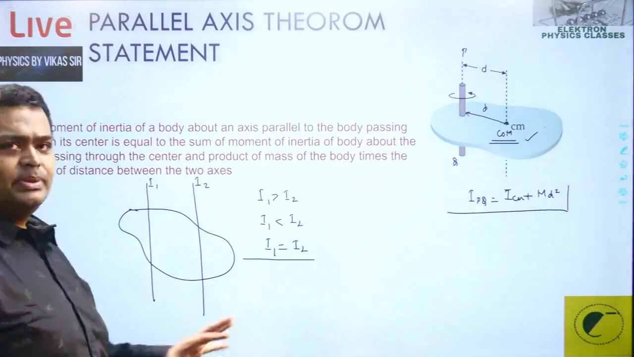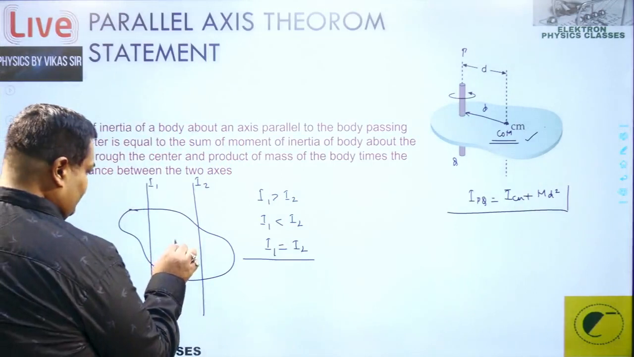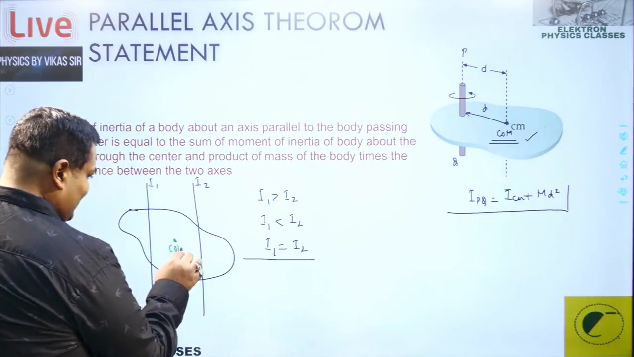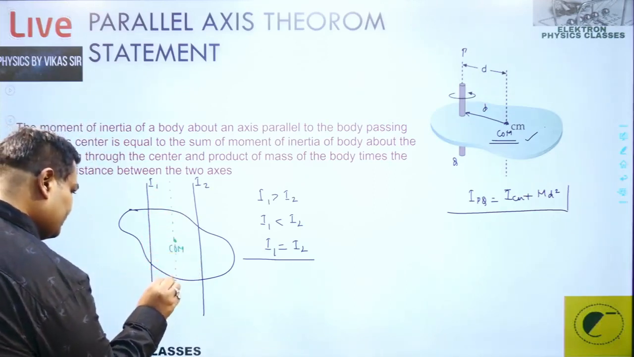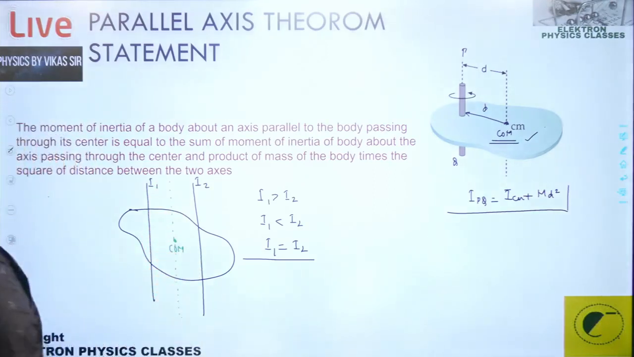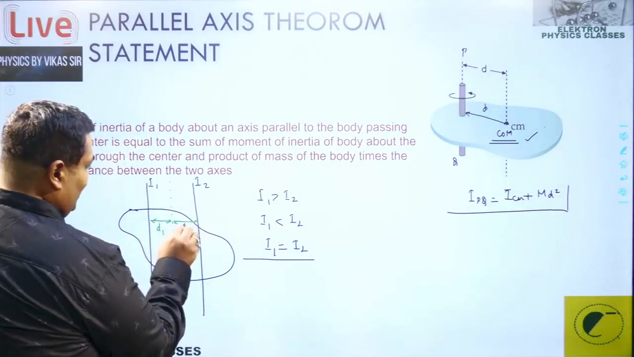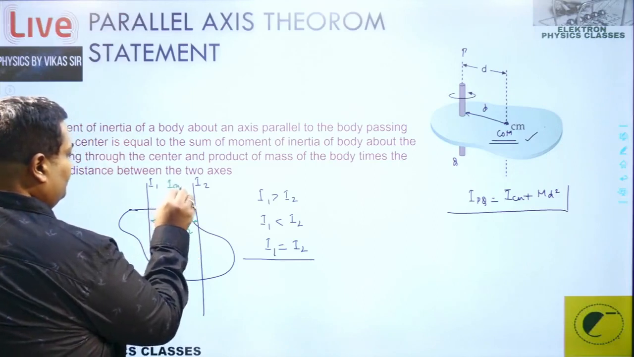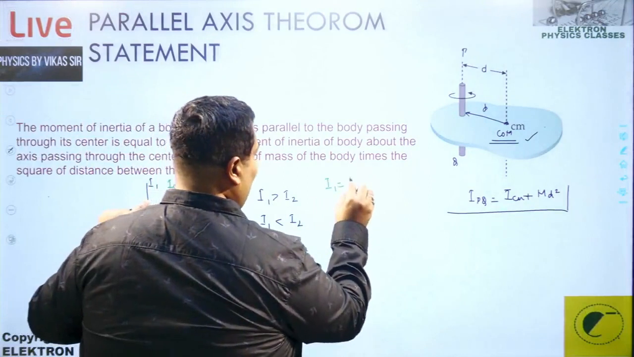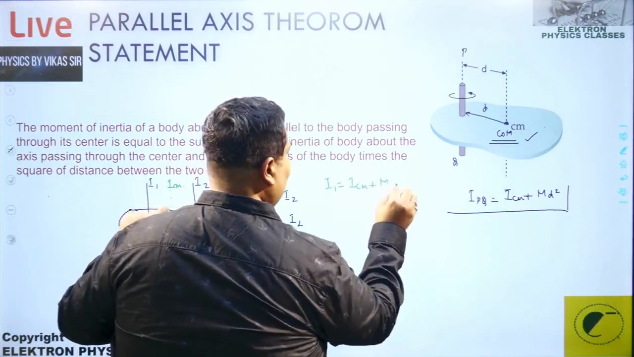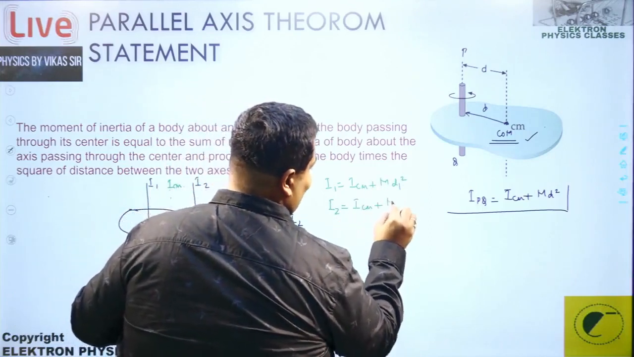As for this figure, if we assume the center mass lies exactly here, there will be an axis over here, like this, right? And this distance may be, let's say d1, and let's say this will be d2, and this is supposed to be ICM. So how do we write I1? I1 will be equal to ICM plus m into d1 square. How do we write I2? That is supposed to be ICM plus m into d2 square.